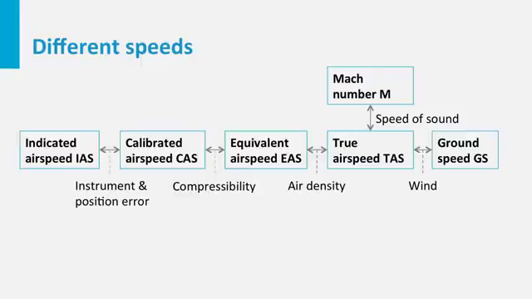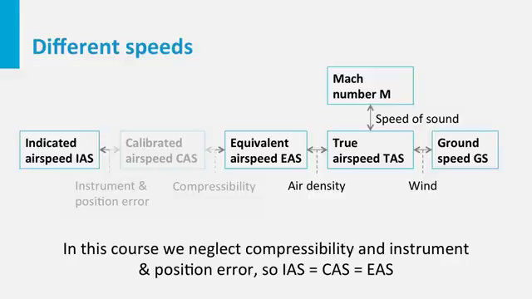Then there is an effect, a minor effect of compressibility, at least at low speeds. This is a minor effect because it really comes into play with substantial Mach numbers. And in our course, we ignore this. But there is in fact a conversion from calibrated to equivalent airspeed, which takes into account the compressibility. So in our course, we can assume that the equivalent airspeed and the indicated airspeed are the same. So we will use them instead of each other.